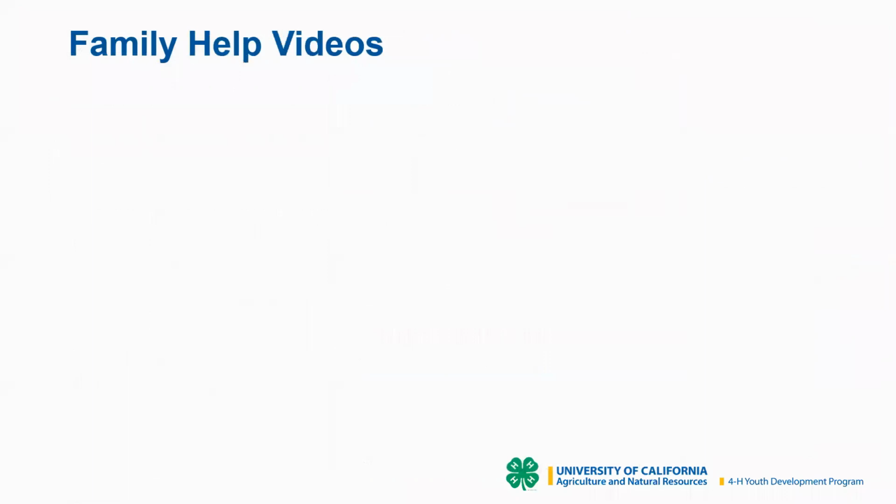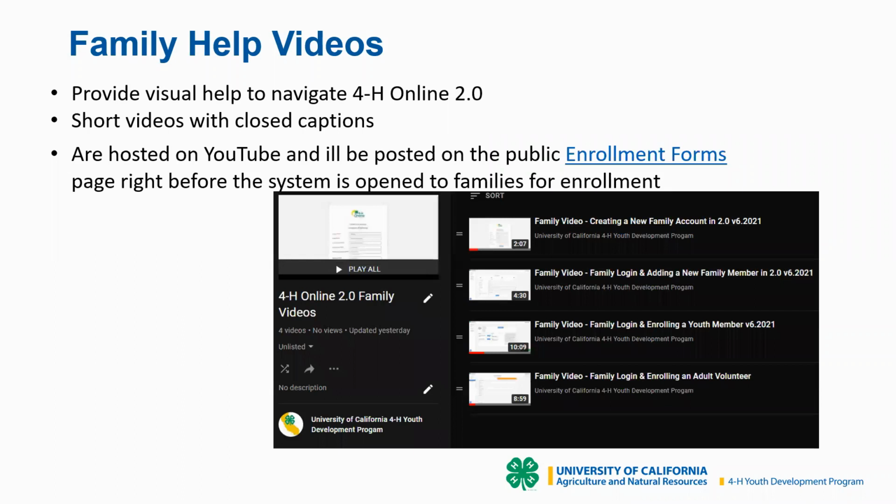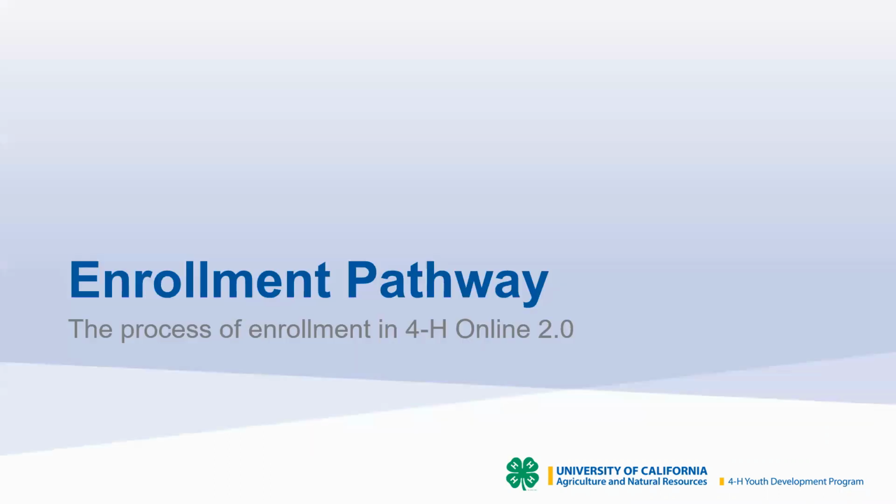Another resource for families are family help videos. Family videos were created to provide visual help for families navigating the 2.0 enrollment process. Short, topical videos with closed captions are available for viewers. These will also be posted on the public enrollment forms page shortly before the system is open for family self-enrollment. Additional videos will be produced as needed.